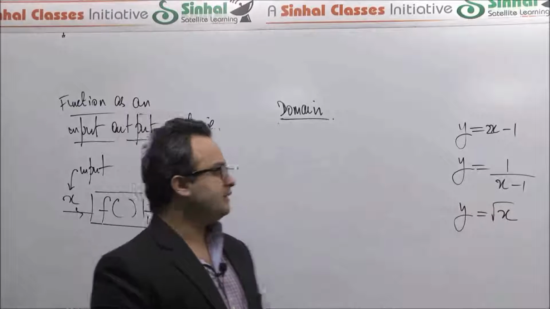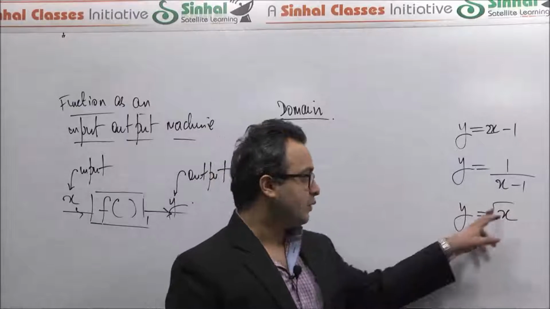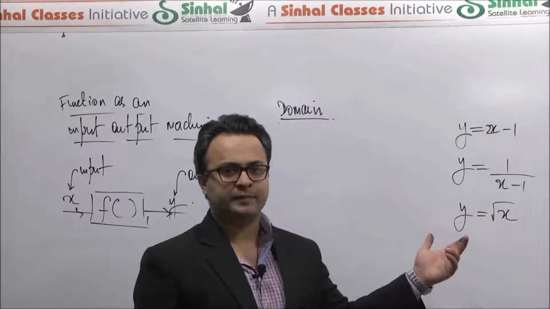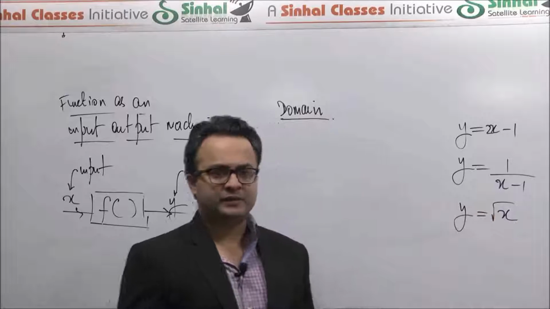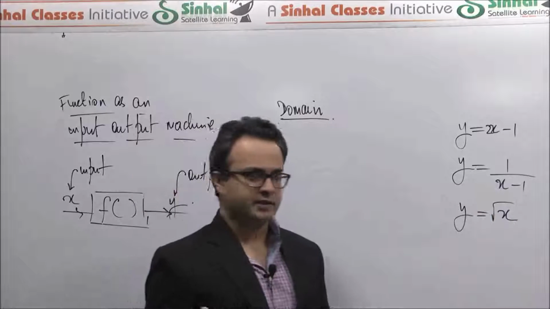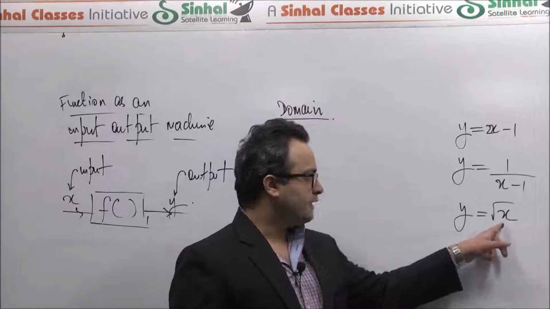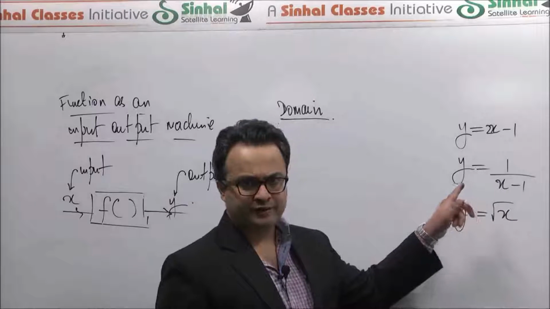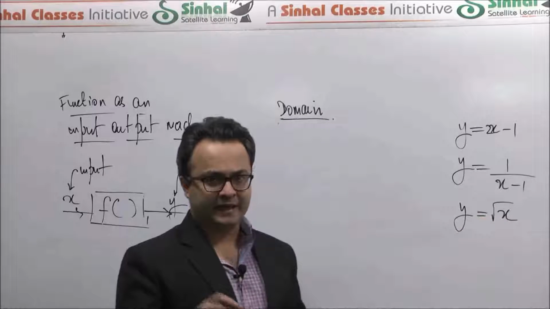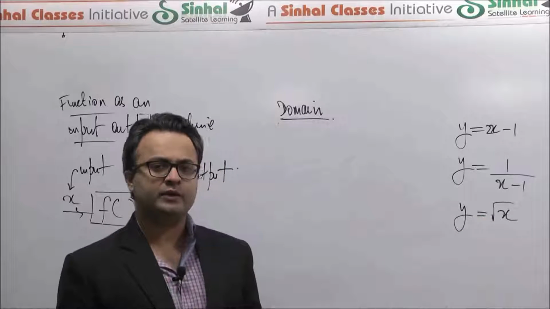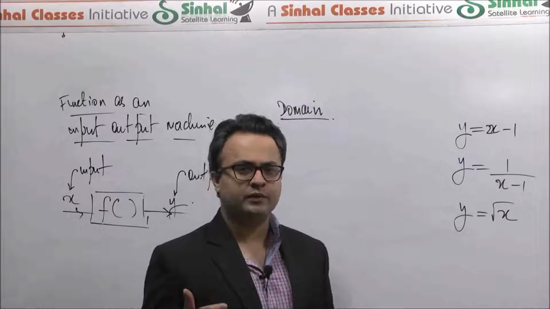Over here, if you want y to be a real value, then the quantity under the square root should obviously not be a negative number, because if x is negative, then the square root of x will be a non-real value, as we've discussed before when we looked at basic complex numbers. So if you want to ensure that y is real, you have to ensure that the value of x is greater than or equal to 0. So x should only take values which are greater than or equal to 0.